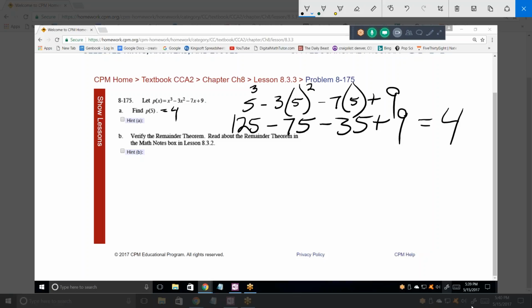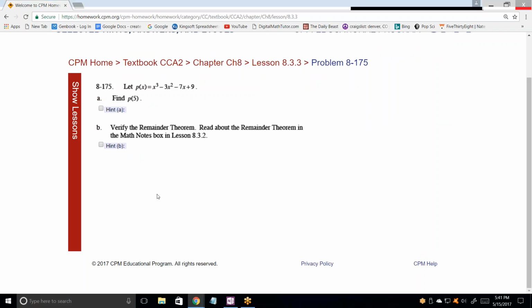Verify the remainder theorem. A little curious as to what hint they're going to give us here. Okay. In other words, this does not come out with no remainder. We just evaluated it and we got a remainder of 4. If this divided evenly, we would have a quadratic with no remainder.